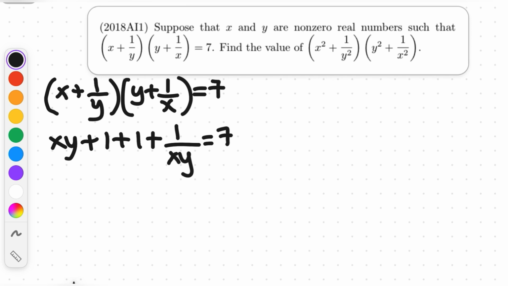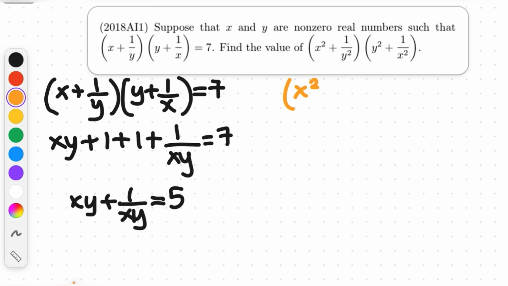Now moving the two ones from the left to the right side, we get xy plus 1 over xy equals 7 minus 1, which is 5. Alright, meanwhile, let's look at the expression that we're trying to evaluate here. We're looking for x squared plus 1 over y squared times y squared plus 1 over x squared.